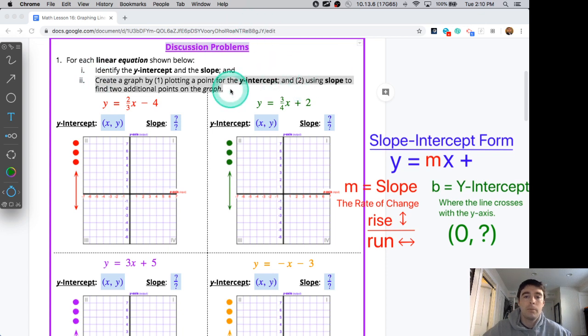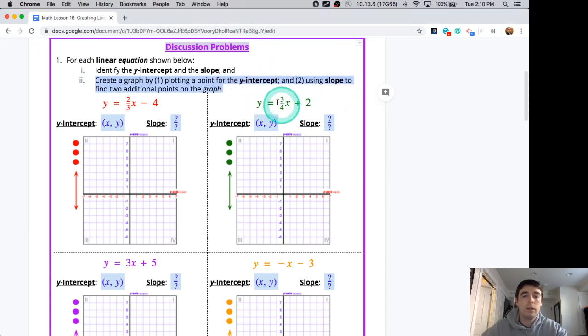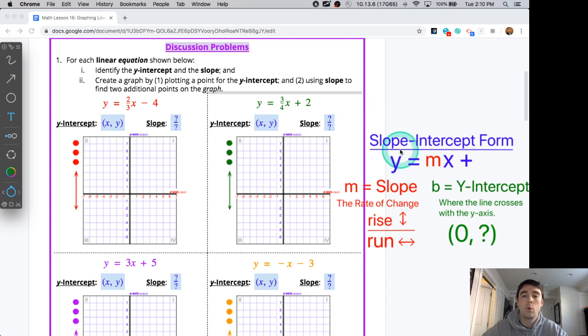Up here we now have some notes, and a few of these notes I just want to touch on quickly. Slope-intercept form is y equals mx plus b. And the b is missing there. We're going to go ahead and add that b in. So slope-intercept form is y equals mx plus b. And the m is always going to stand for slope, which represents our rate of change.